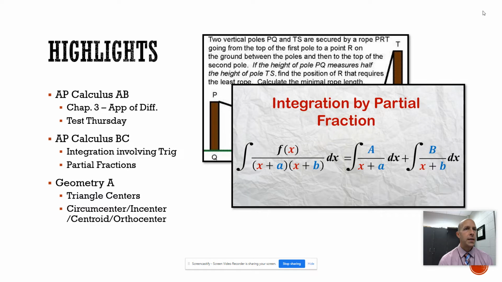In Calc BC, we continue to move along in our delve into new integration techniques. So the first couple of days this week, we looked specifically at integration involving trig substitutions. And then today I introduced something called partial fraction integration, which is where you take one integral that is a more complicated rational expression and break it into simpler rational functions that can then be easily integrated.